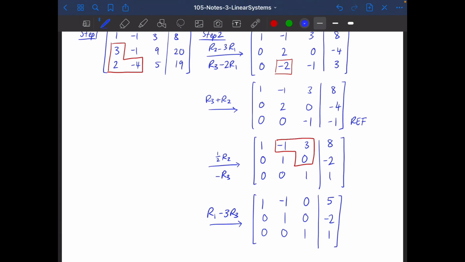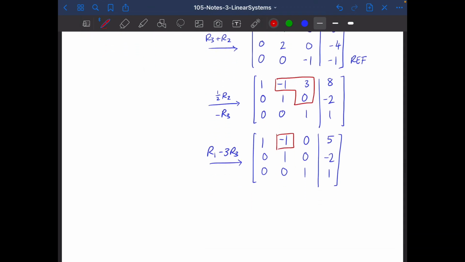This augmented matrix is not yet in reduced row echelon form. The problem is that in the second column, we do not have that there are only zeros above and below the leading 1 that we have there. We have a minus 1. If this minus 1 is replaced by a 0, then the augmented matrix will be in reduced row echelon form.